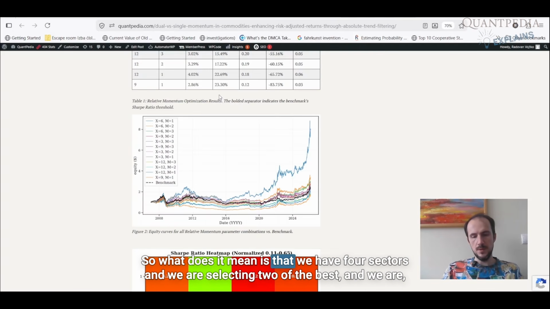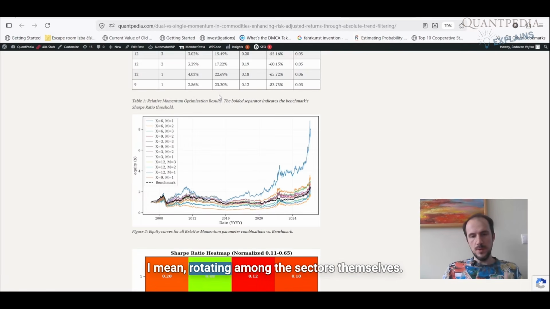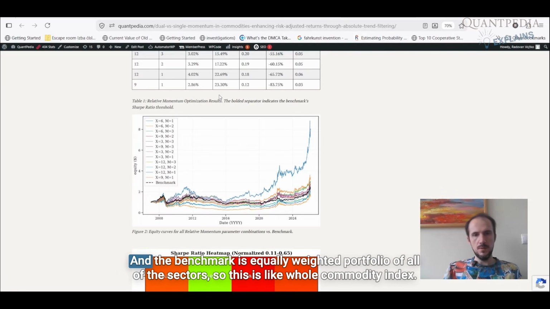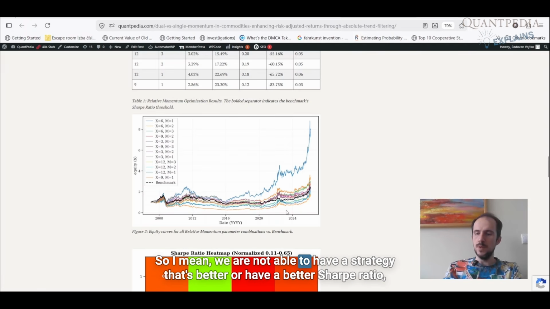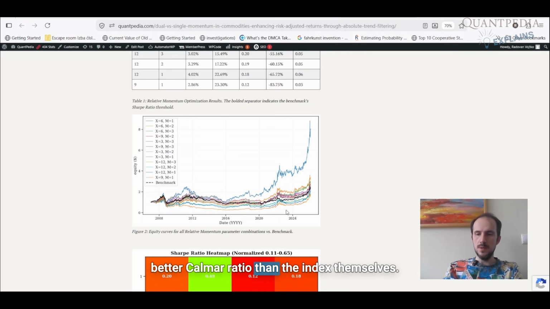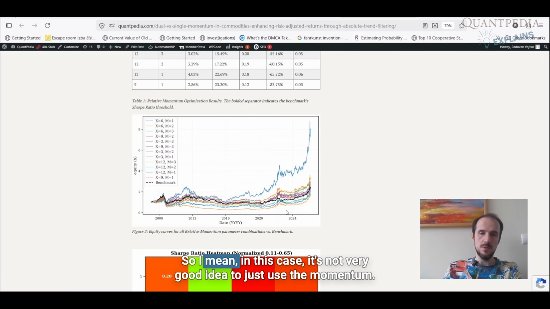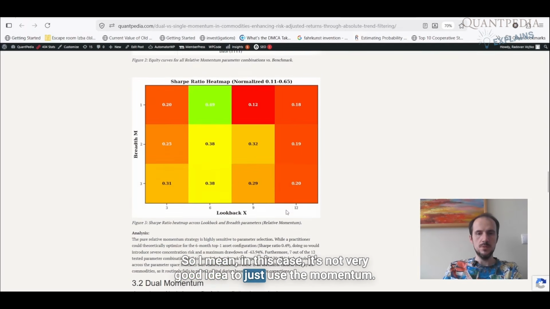So what does it mean is that we have 4 sectors and we are selecting 2 of the best, rotating among the sectors themselves, and the benchmark is an equally weighted portfolio of all of the sectors. So this is like a whole commodity index. Once again, we see that the momentum itself doesn't help the portfolio. We are not able to have a strategy that has a better Sharpe ratio or better gamma ratio than the index itself. So in this case, it's not a very good idea to just use the momentum.